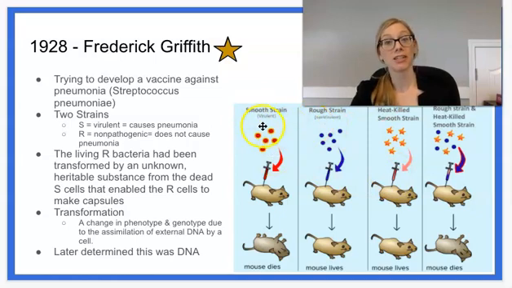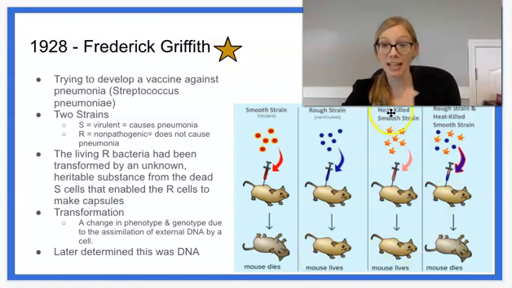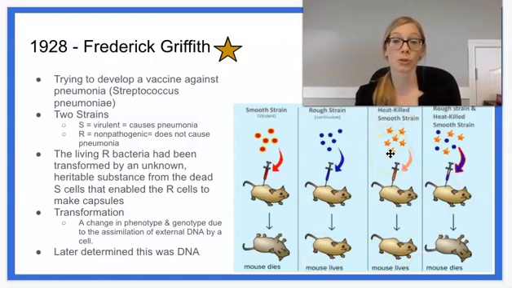So what do we see? When he injects the smooth strain into the mouse, the mouse dies, as expected, right? When he puts the rough strain in, the mouse lives, okay? So now we think smooth kills, rough lives, no problem. Then he goes ahead and he heat kills the smooth strain of bacteria that would typically cause pneumonia. He injects it in the mouse, and what does he notice? Well, that mouse lives, okay? So somehow something he's done has basically killed the part of the bacteria that is causing the mouse to get sick and die, right? By this part of the experiment, okay?